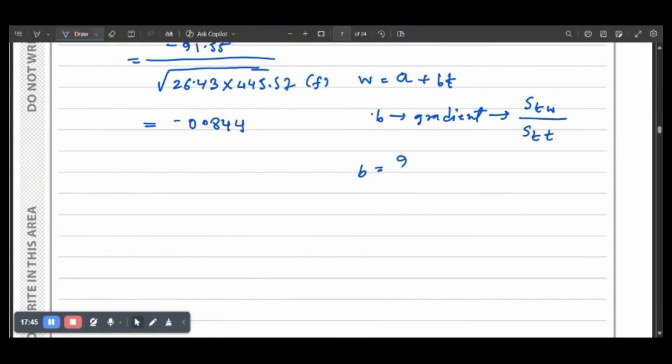So STW is minus 91.55 and STT is equal to 26.4543. This will give us a gradient of minus 3.4638. We can just keep this value as it is because we're going to use it again to form the equation.